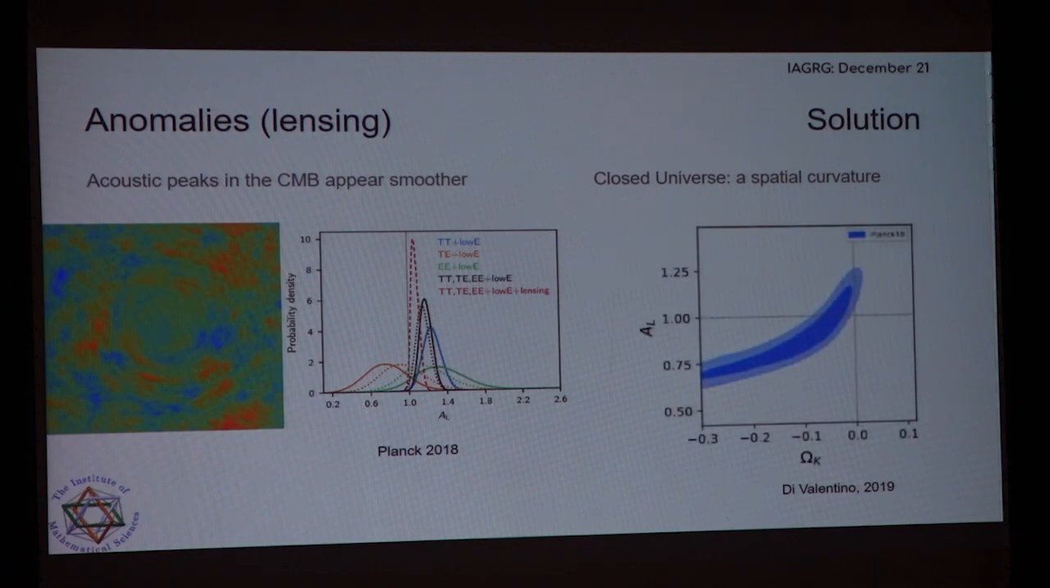A solution was not proposed by Planck, but this degeneracy was also discussed in Planck. Eleonora et al.'s paper showed that if you have a closed universe, you can solve this problem. You can have omega k, the curvature density, less than 0, and then you can have A lens equal to 1. What are the problems? We should be happy with that, right?